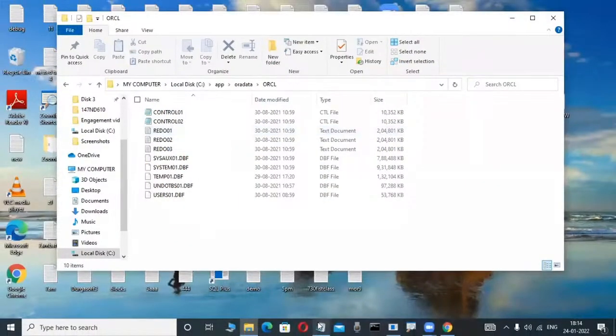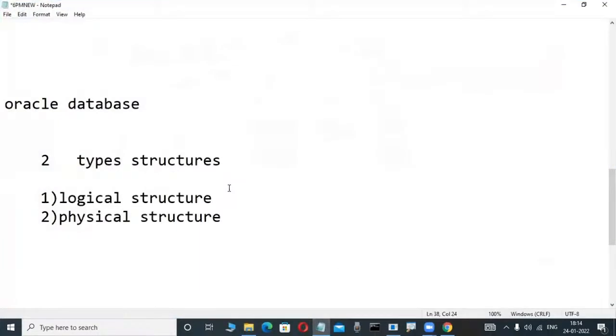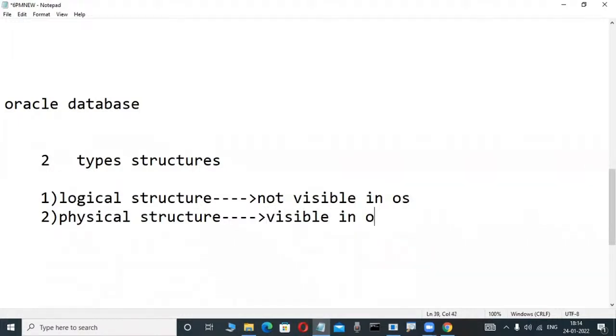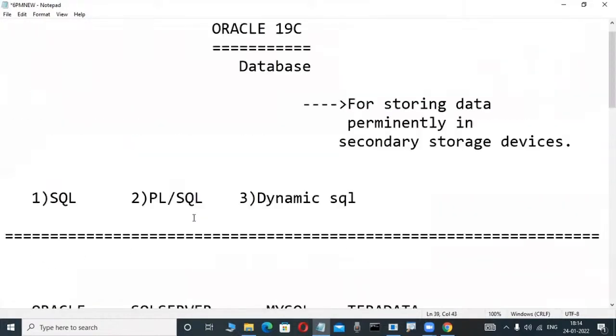That's why a logical structure means a structure which is not visible in the operating system. A physical structure means whenever we install Oracle, SQL Server, DB2, these softwares, physical files are automatically created. I told you in the previous classes. That's why a structure which is visible in the operating system is called a physical structure.